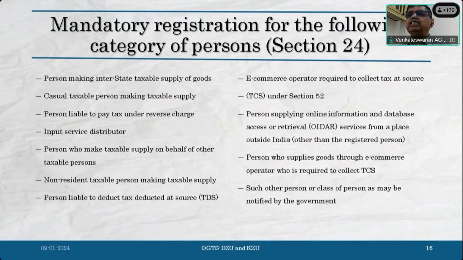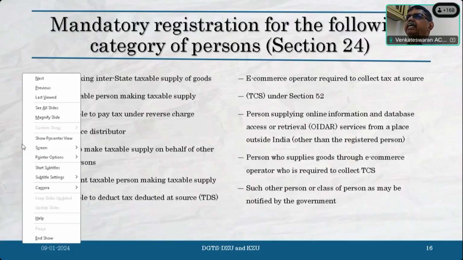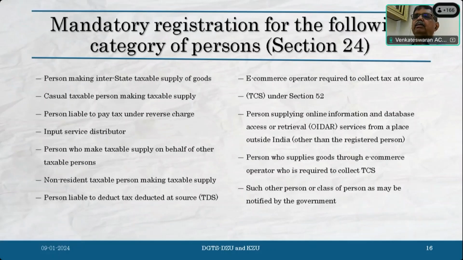The next person is the casual taxpayer. This is when you have a permanent place in one state, but you want to trade temporarily in some other state on account of trade exhibitions. In that scenario, you have to apply as a casual trader. Then persons chargeable to RCM.